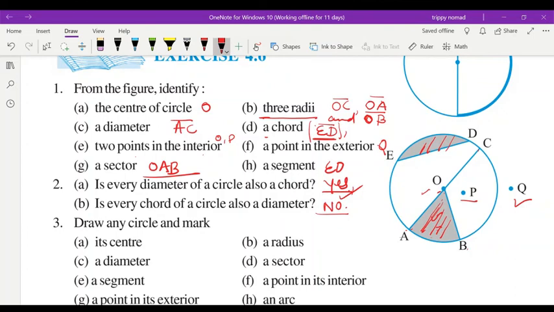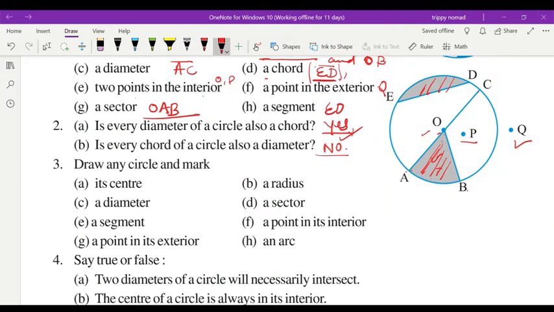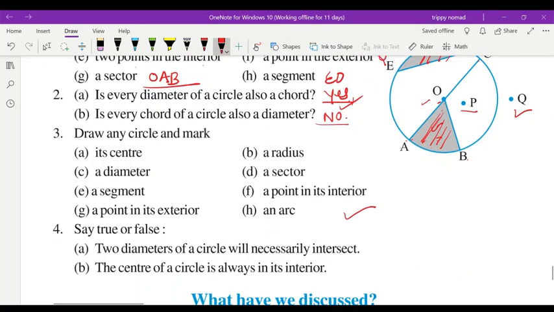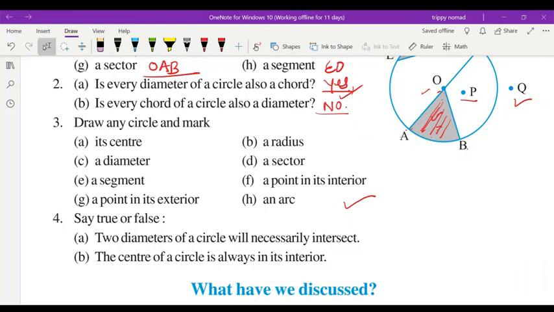Draw any circle, with its center, diameter, radius, sector, segment, and points in the interior and exterior. All these parts I have done for you in the beginning, so you have to do that one yourself. In the beginning, while explaining the terms of this exercise, I explained.